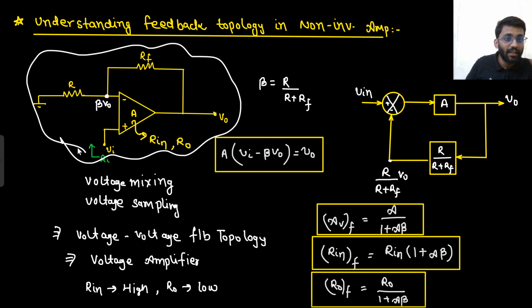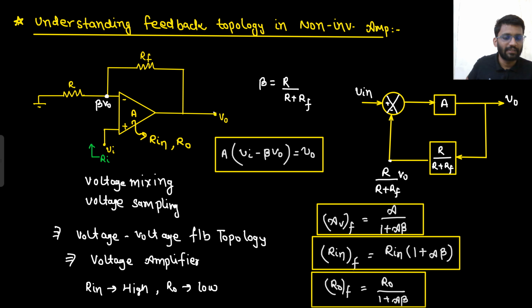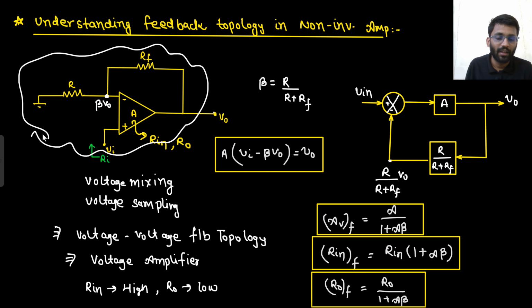Now we are going to study the inverting amplifier. In the inverting amplifier, the complete configuration will not act as a voltage amplifier. It will act as a transresistance amplifier. So what did I say? This configuration is a voltage amplifier, but it's not necessary that the complete configuration will be a voltage amplifier. It can be any other amplifier as well: transresistance, transconductance, or current amplifier. Are you getting this point?